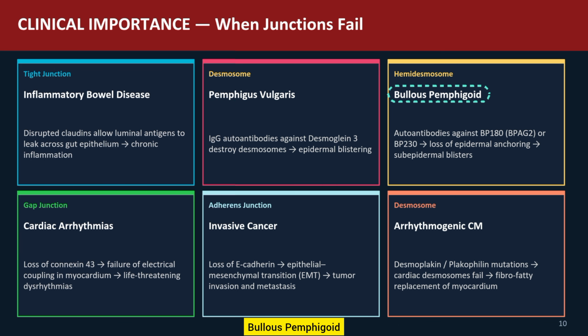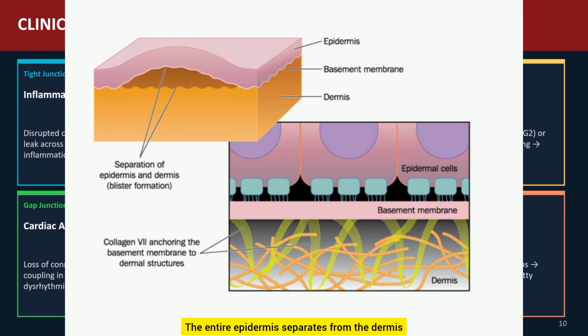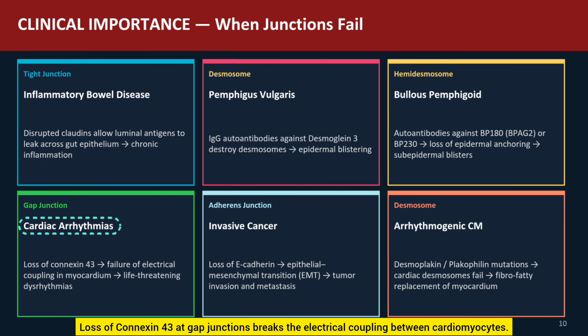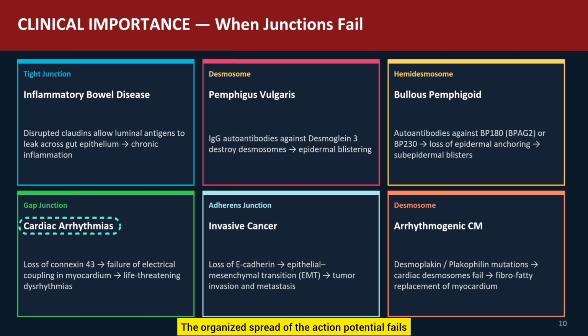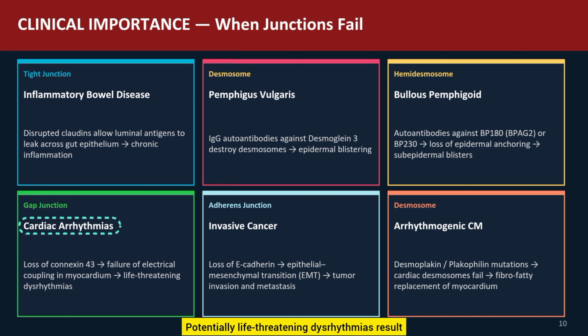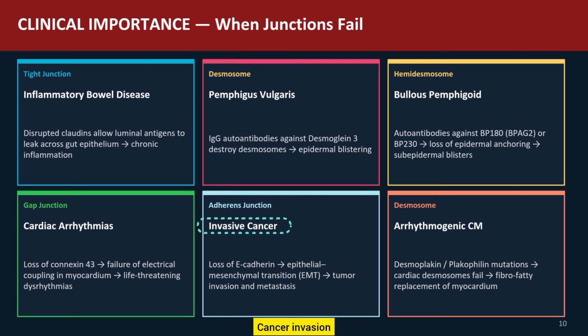Bullous pemphigoid. Antibodies attack BPAG2 at the hemidesmosome. The entire epidermis separates from the dermis. Tense fluid-filled blisters on normal skin. More common in the elderly. Cardiac arrhythmias. Loss of connexon 43 at gap junctions breaks the electrical coupling between cardiomyocytes. The organized spread of the action potential fails. Potentially life-threatening dysrhythmias result.